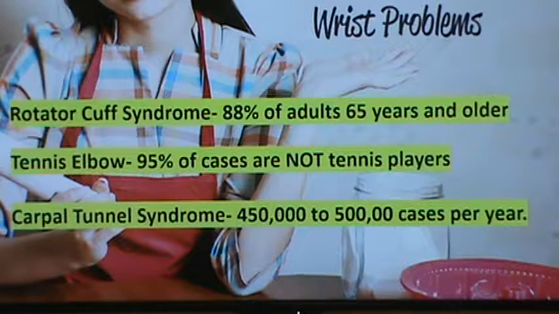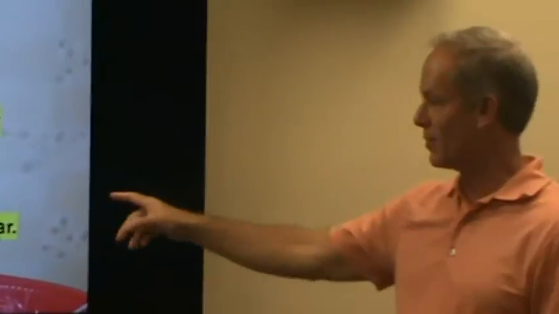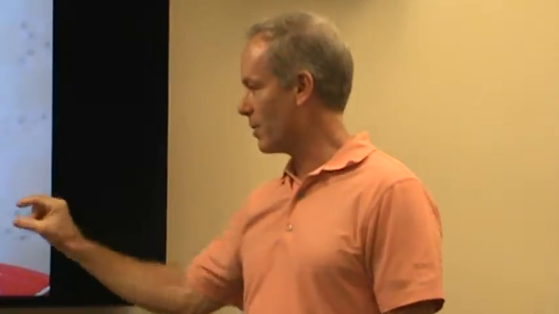And then carpal tunnel syndrome. If you can just flick your wrist if you have carpal tunnel, that's good. There are many, many, many cases per year. Just carpal tunnel alone, surgeries cost around $2 billion per year, which is amazing. So we're going to get started.